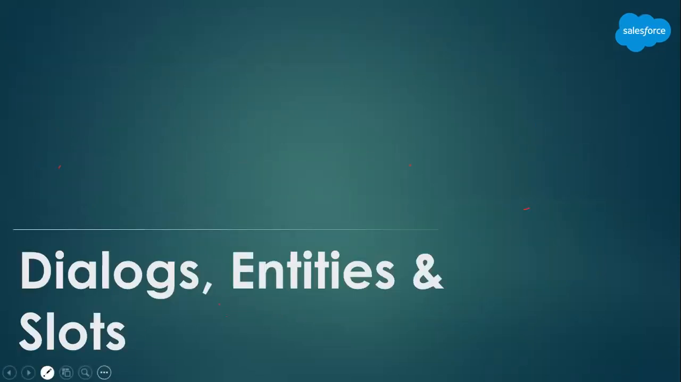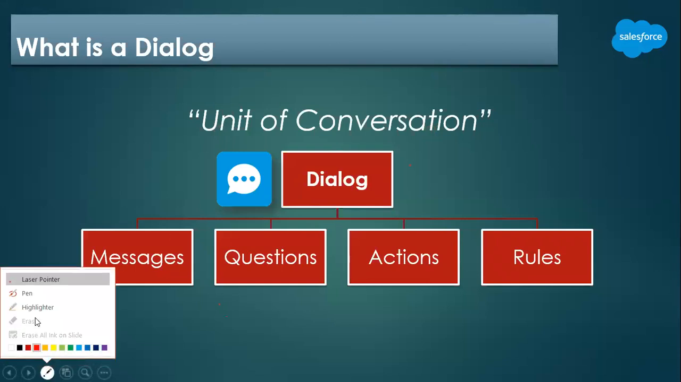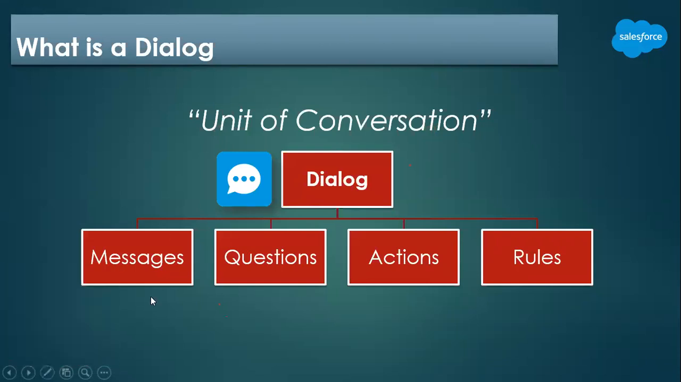So, dialogues, entities, and slots. So what is a dialogue? I'm certain you all might have guessed what a dialogue is. Yes, a basic unit of conversation. Think of it like a contextual talk happening between you and the bot. It can be a message, a question, an action, or a rule. So now let's look at each of these.